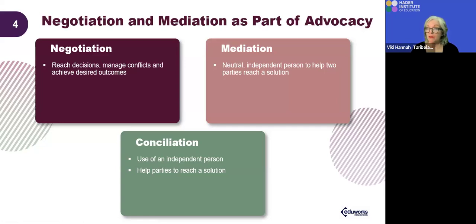Mediation is very neutral. You're the independent person in helping those two parties reach their own solution that suits them. And then conciliation is to use a third party, an independent person, to come in and help the parties reach a solution they're unable to reach on their own behalf.